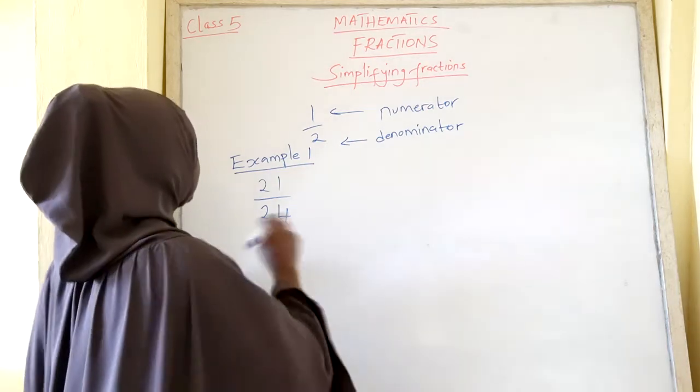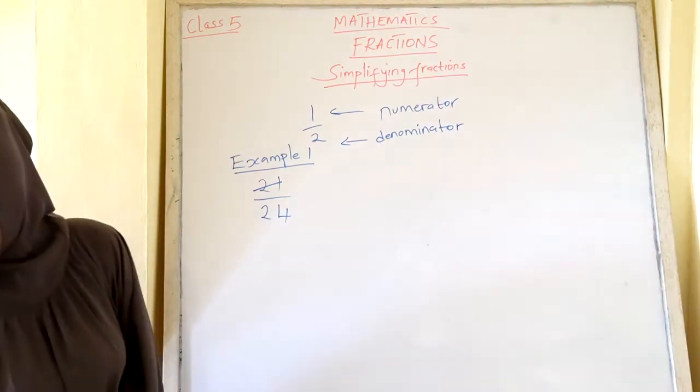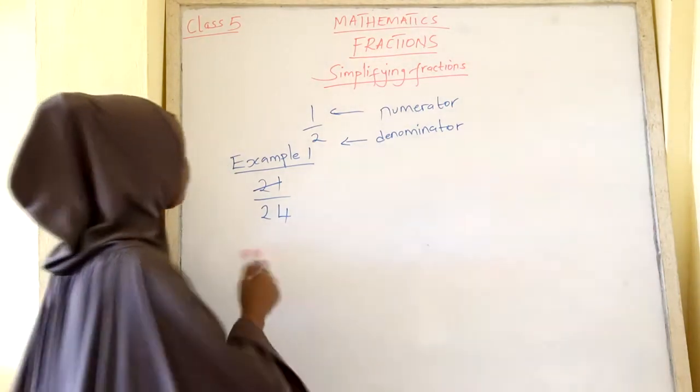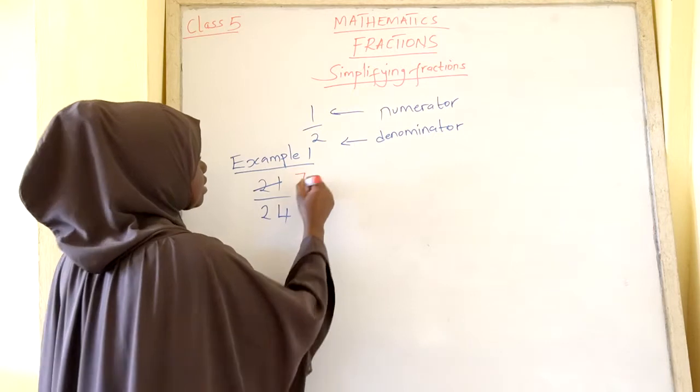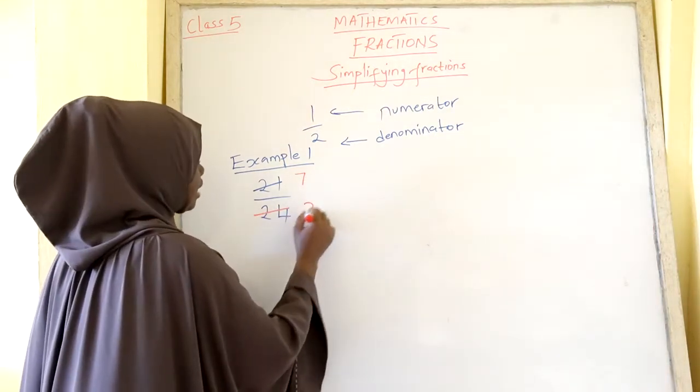Because if you divide 21 by 3, you'll get 7, and if you divide 24 by 3, you get 8.